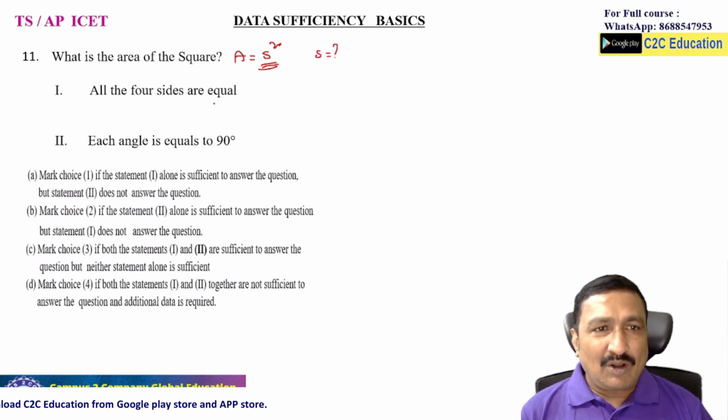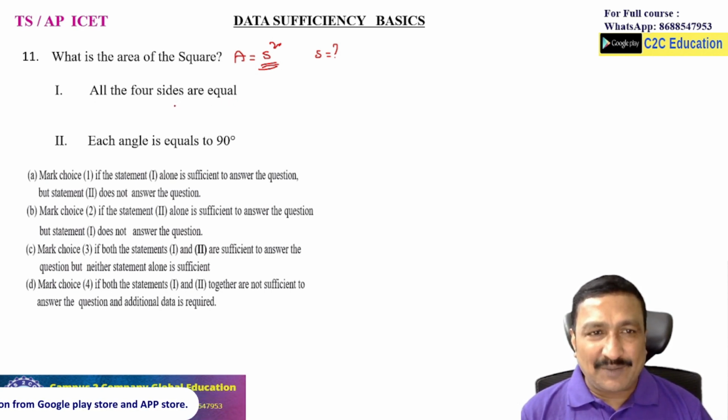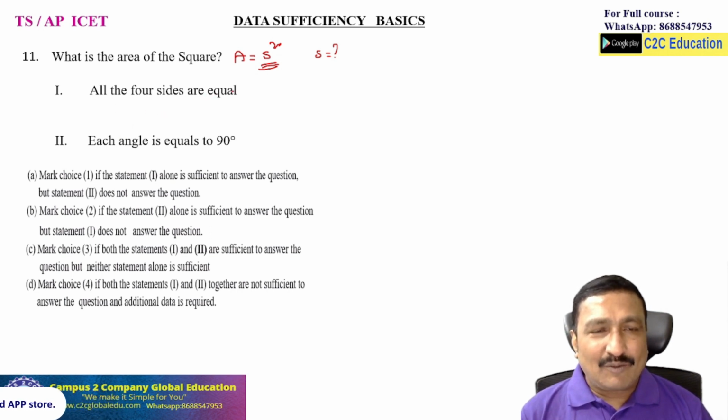First statement, all the 4 sides are equal, not required. It is a property. I told you now, universal statements should not be considered. If you go anywhere and ask what is the property of squares, they will say all the 4 sides are equal. It's not required. What we require is the measurement of the side, which is not available in the first statement.